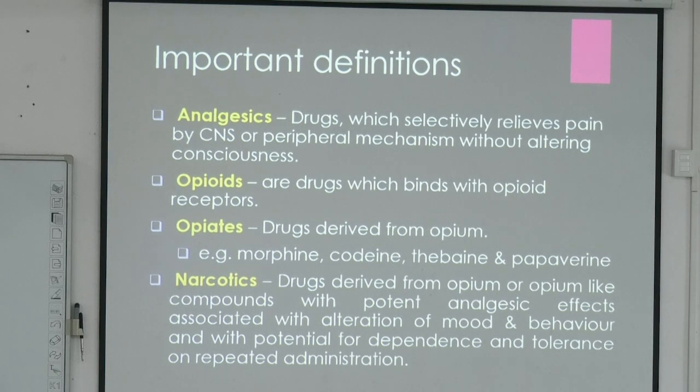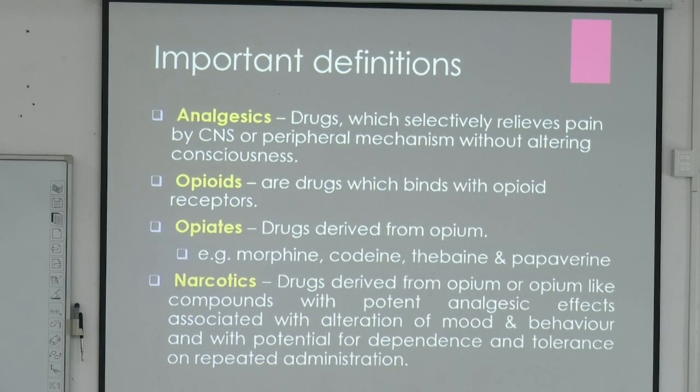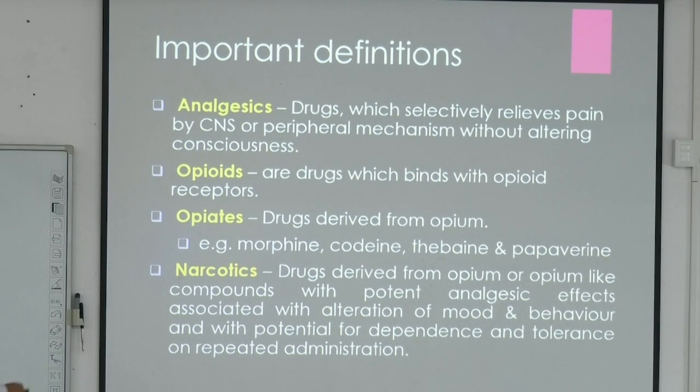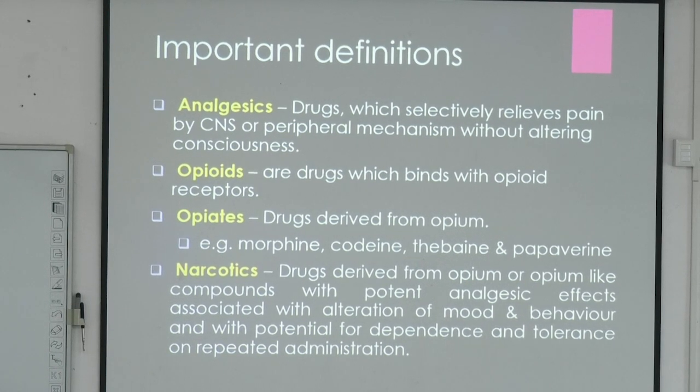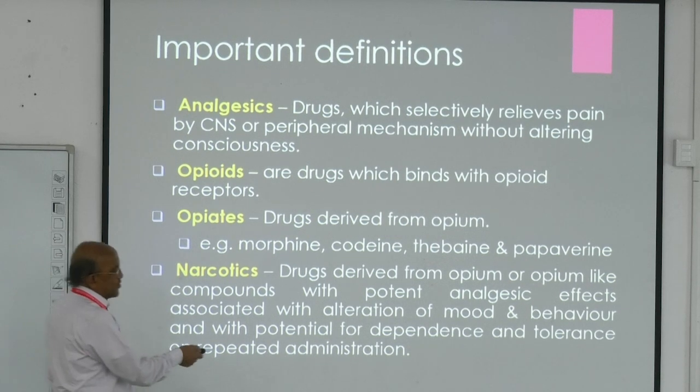Next is the opioid. Any drug which reacts with opioid receptors is known as an opioid. Next, opiates. The drugs derived from opium are known as opiates. Examples: morphine, codeine, papaverine. Next is the most important, narcotics. What do you mean by narcotics? These are drugs which can also cause relief of pain, but in addition, opium-like compounds with potent analgesic effect. But it is not only that. Apart from these, they are associated with alteration of mood and behavior.